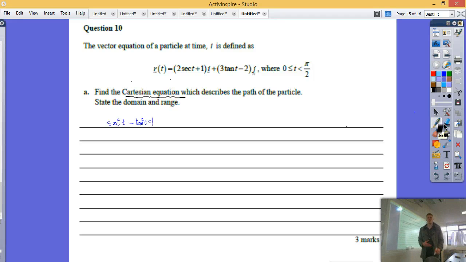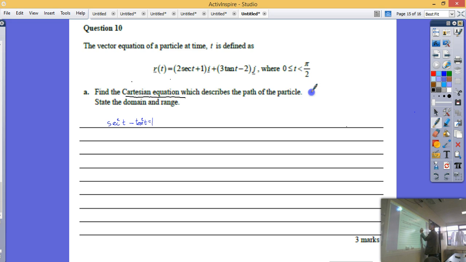Okay, we're looking at question 10 of the practice exam we did in class. We didn't get to go over this solution, so let's have a look at this one now. We have a vector equation that describes the position of a particle, and our job is to find the Cartesian equation which describes the path of the particle. And we also have to state the domain and range at the end.